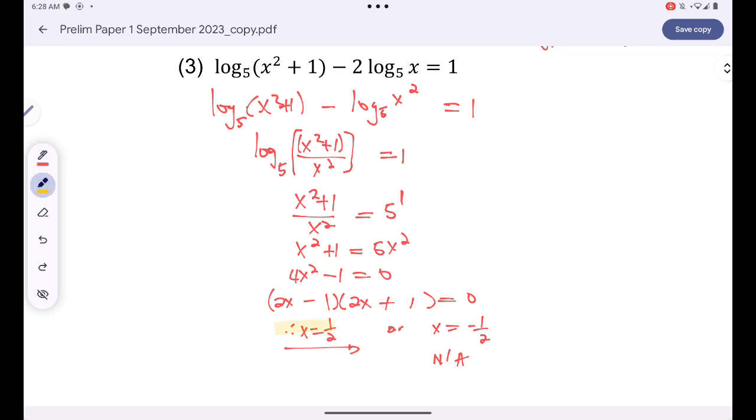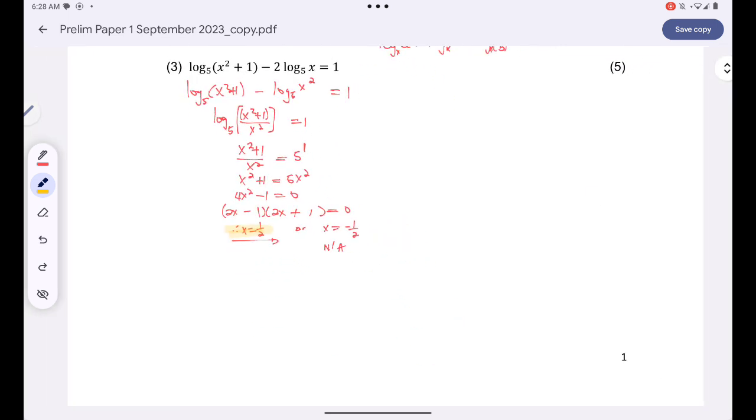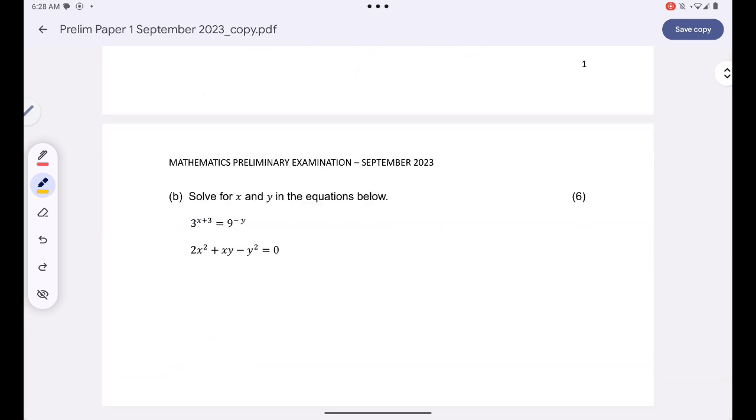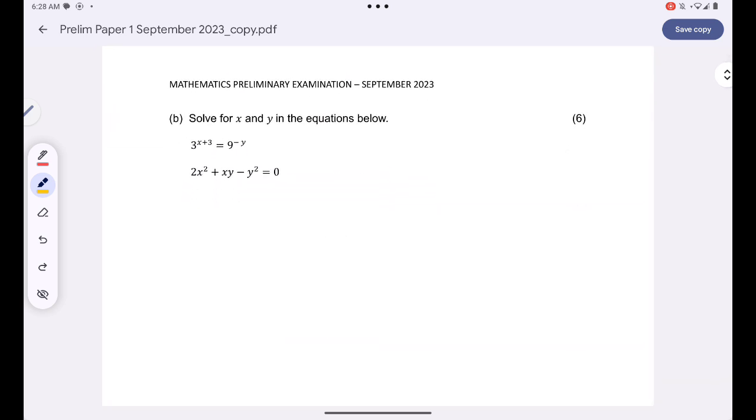So x is just equal to a positive 2. Not positive 2, man, but positive half. Excuse me about that. Okay, and then now I'm supposed to solve simultaneously.